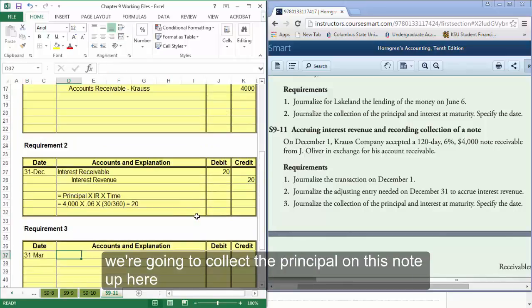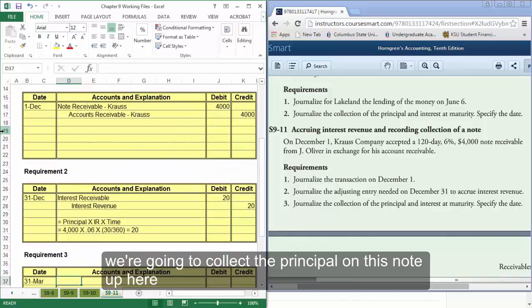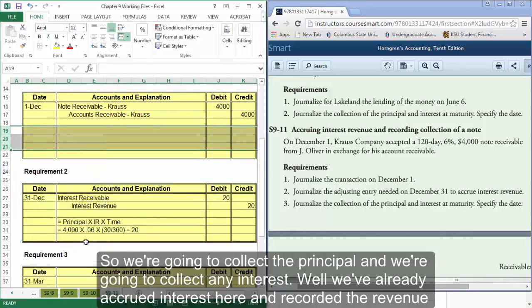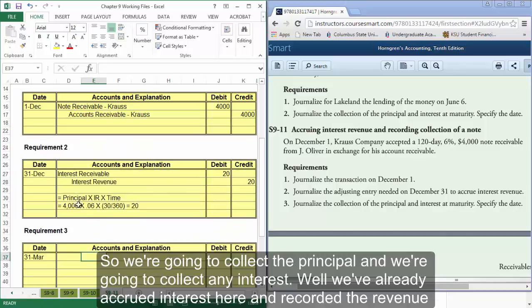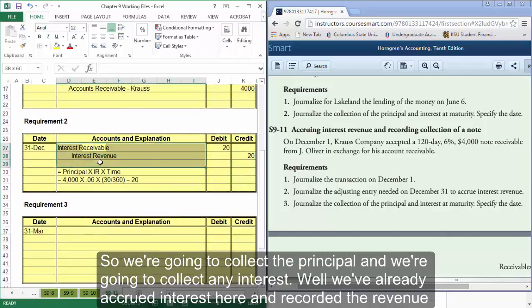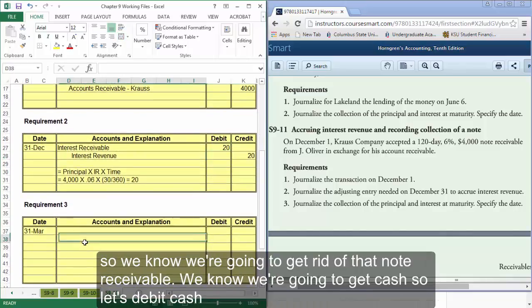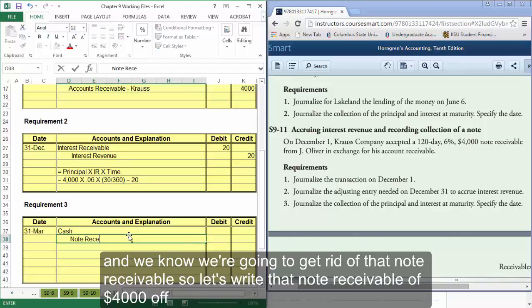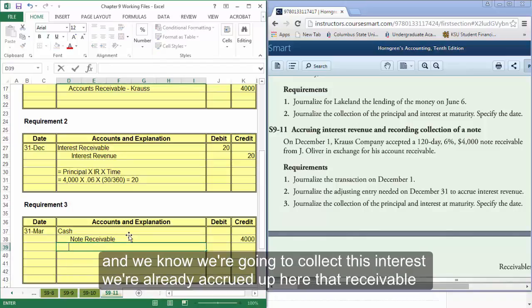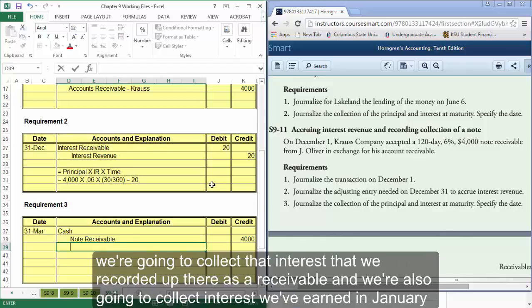We're going to collect the principal on this note up here. So we're going to collect the principal, and we're going to collect any interest. Well, we've already accrued interest here and recorded the revenue, so we know we're going to get rid of that note receivable, right? So let's go ahead and debit cash, because we know we're going to get cash. And we know we're going to get rid of that note receivable. So let's write that note receivable of $4,000 off of our books. And we know we're going to collect this interest we've already accrued up here, that receivable. Okay, we're going to collect that interest that we recorded up there as a receivable.